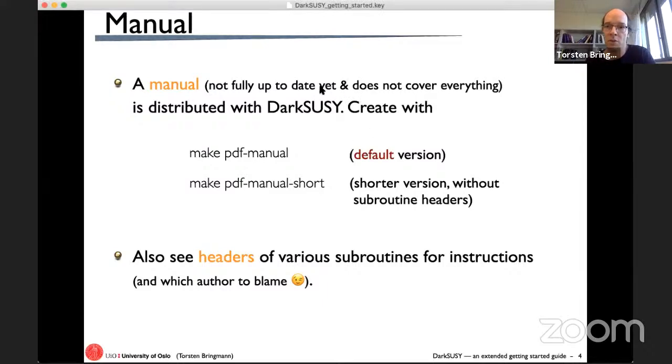As a general word of warning, we have tried our best, but writing a manual is a lot of work. Typically when you're wondering about something, it's better to look directly at the code, and in particular the headers of the respective routines.